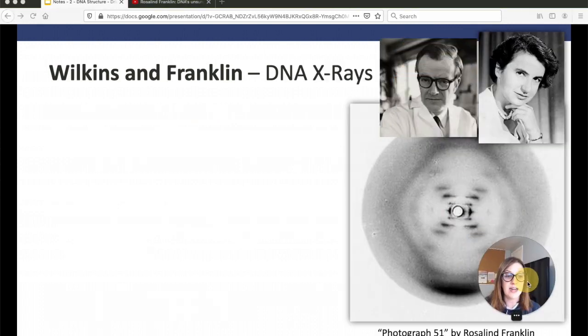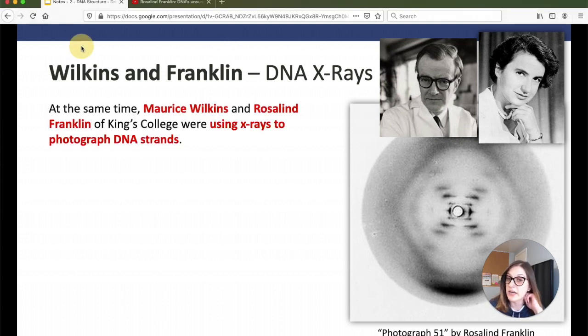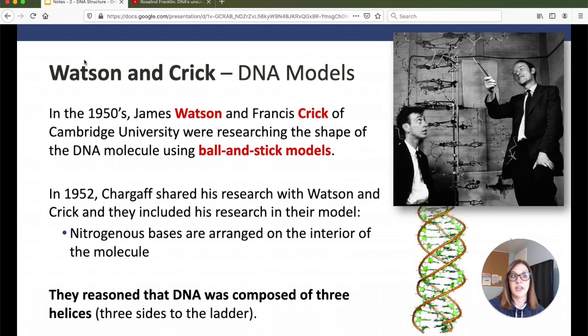That brings us to our next team of scientists. Our next team of scientists are Maurice Wilkins and Rosalind Franklin. And I should use the word team here loosely. In comparison to Watson and Crick, who worked really closely together day by day in the lab, supporting each other, exploring together.